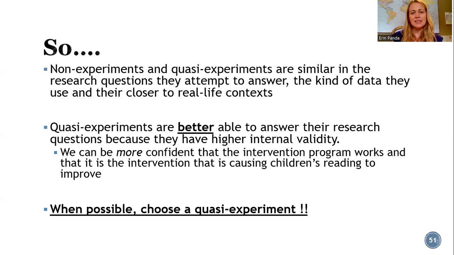So to summarize, non-experiments and quasi-experiments, you've learned about lots of different designs. They're very similar in the kind of research questions they try to answer, the kind of data they use, and they're both quite high in external validity. What makes them different, however, is that quasi-experiments are better able to answer their research questions because they have higher internal validity. Whenever possible, you want to choose a quasi-experiment. For your research proposal, don't say you're doing a non-experiment, say you're doing a quasi-experiment. And when you're reading research studies, look to make sure that what you're reading is a quasi-experiment, because you can feel more confident that you can trust those results.